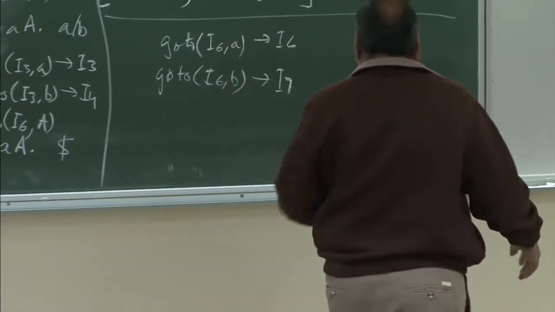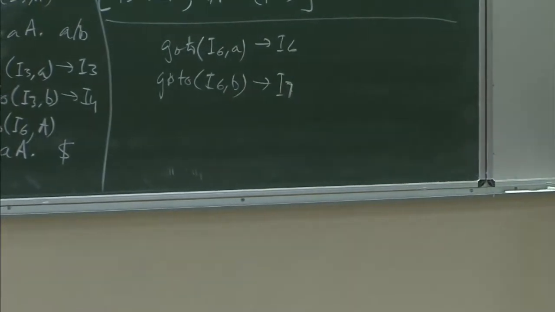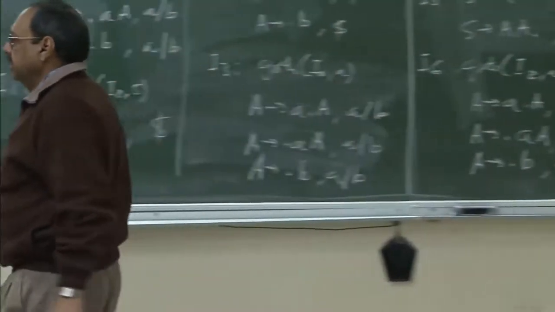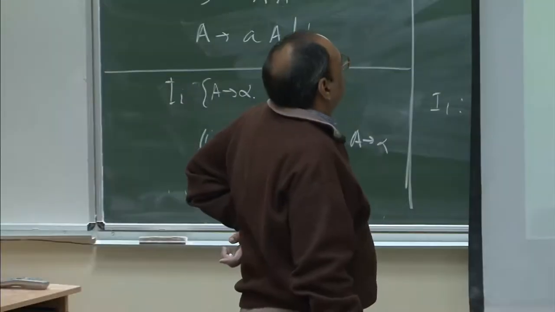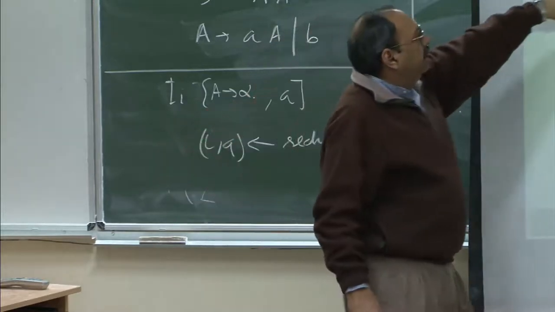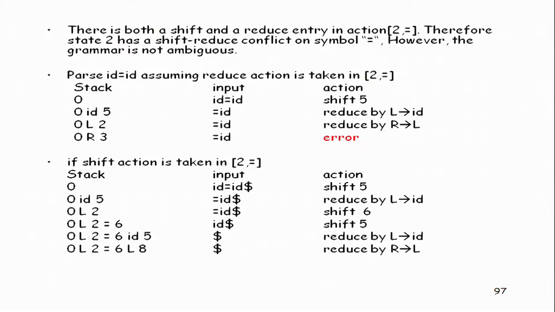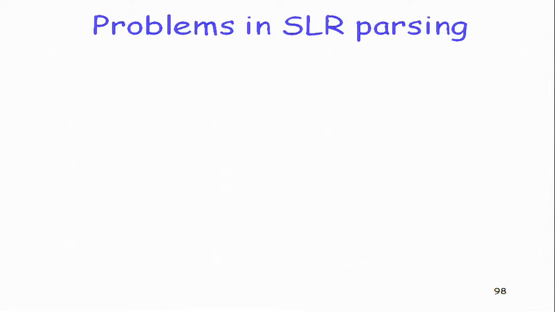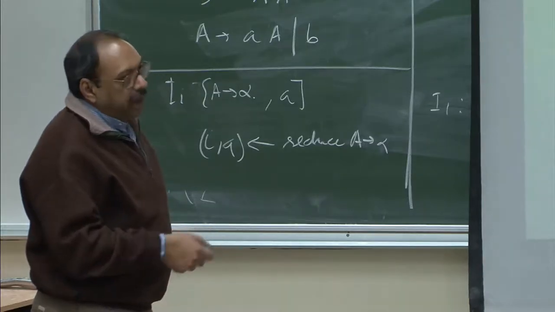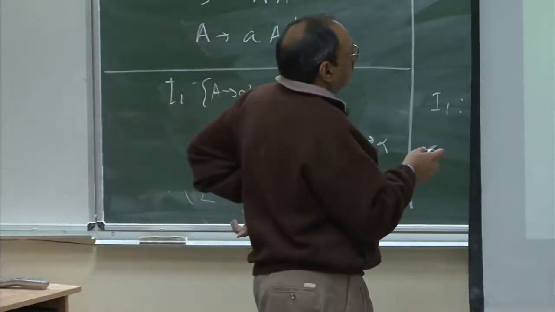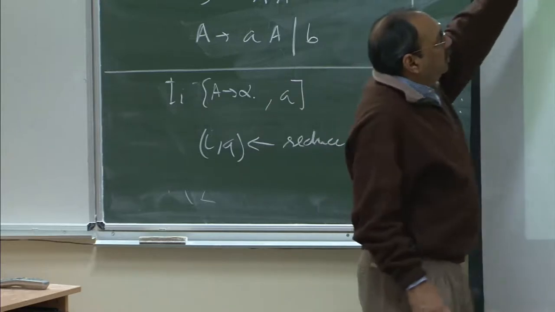Let's move forward, and I will try to capture this and take you to the remaining material quickly. This is what we started discussing: if I had a shift action, or a reduce action that was taking me to an error state, and a shift that was taking me to the correct state. The limitation we saw was that the state symbol was not able to remember the whole of the left context. There is no sentential form which can start with R equal, where R is in the beginning. The reduce action was generating a sentential form of this form, and therefore the reduce action is incorrect.